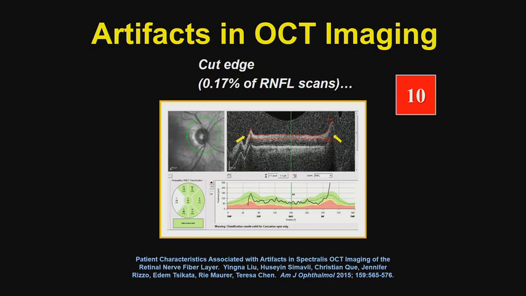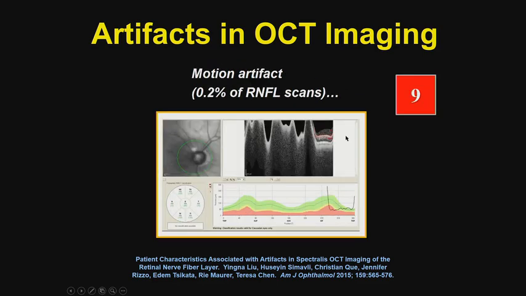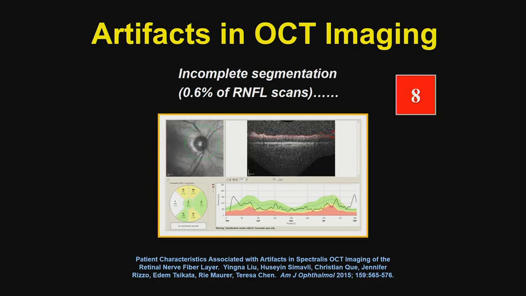So first of all, number 10, cut-edge artifacts are uncommon, less than 1%. Of course, the edge of the scan is not even seen. Motion artifacts: the patient is moving so much, the scan is not completely in the display box. Of course, a good technician can see this right away and can redo the scan. So again, the incidence of this artifact is relatively low. Incomplete scan: of course, the scan quality is so poor that the machine can't completely segment the entire 360 circle.